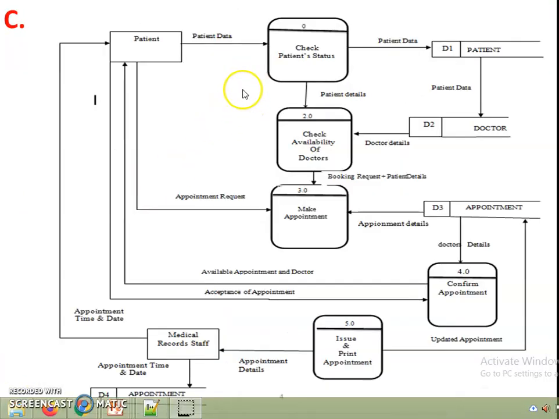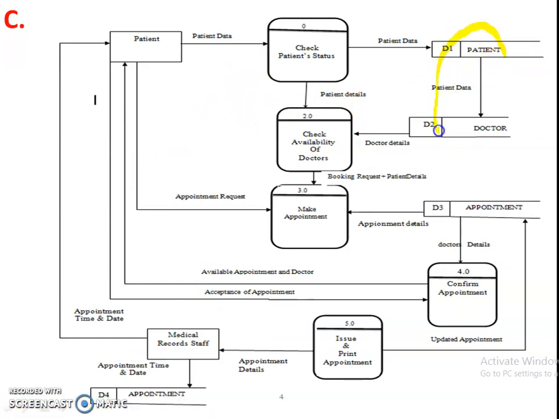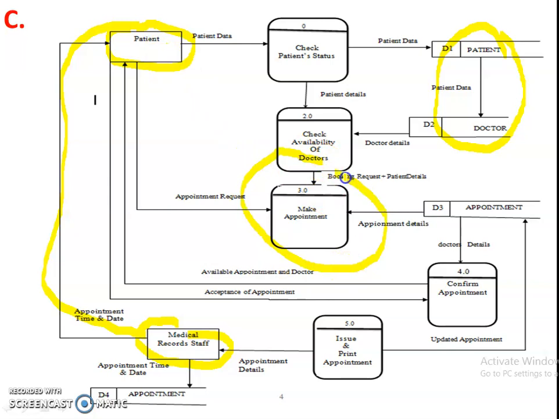So in this third diagram, first that is very evident here is the data store to data store, directly connected to each other. This is one mistake. Second is this entity, external entity, directly connected to the other external entity. So this is wrong. Third, this process number 3, you could not see any outgoing data flow. All are incoming data flow to process number 3.